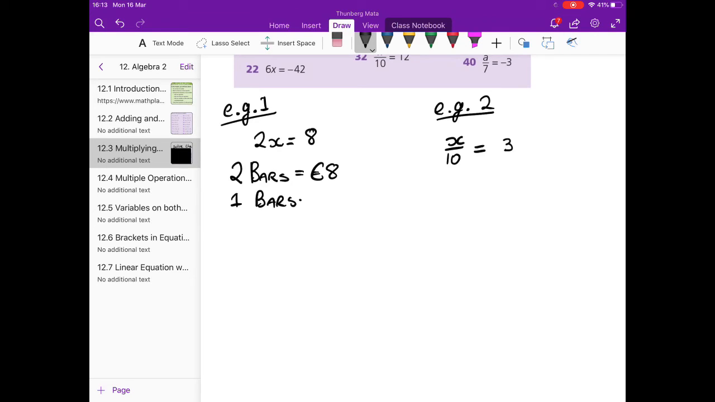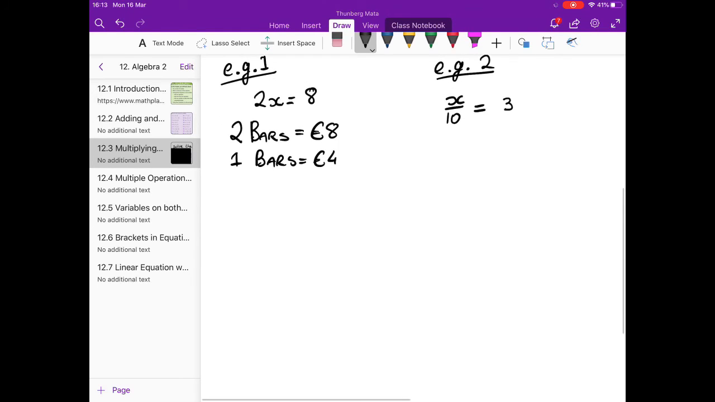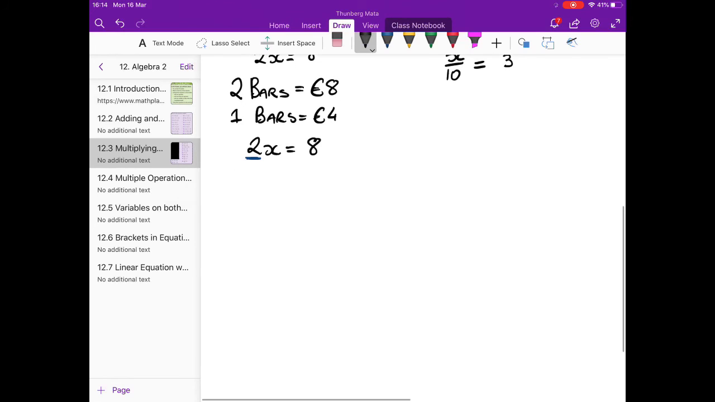But we need to be able to work this for harder examples as well. So we have to look at what our rule will be. So we have 2x is equal to 8. Then we can say that we want to find out what only one x is. If we want to find out what only one x is, look at what number is in front of the x. So we have 2 in front of x. 2 is the coefficient of x.